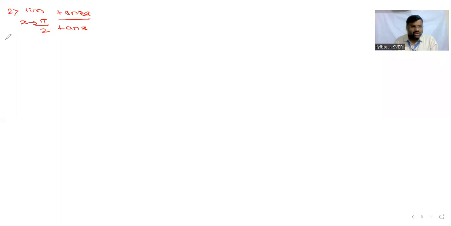Okay, so we solve this. So let L is equal to limit x tends to pi by 2, tan 3x divided by tan x.